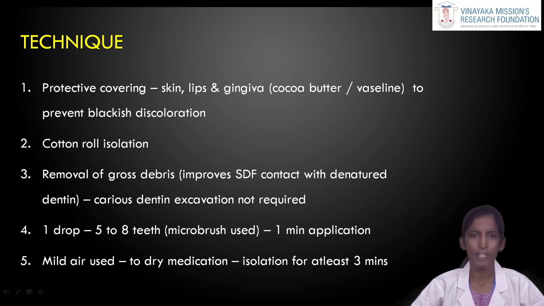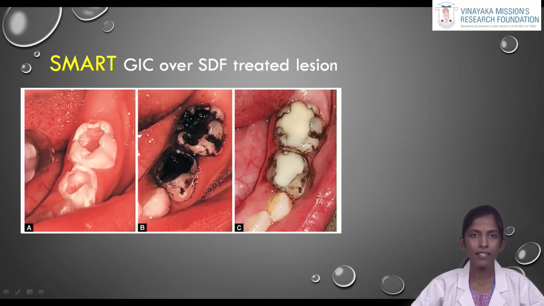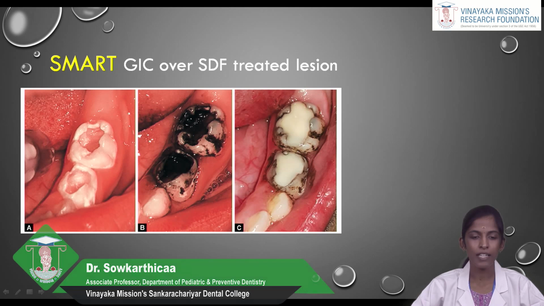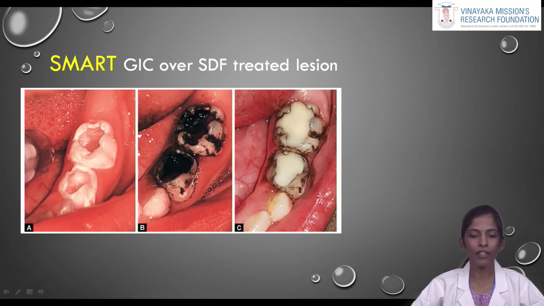Next, one drop of SDF liquid is sufficient for the application of 5 to 8 teeth. For the application, it is advisable to use a micro brush. The application time is about 1 minute, and after application, mild air is used to dry it, and the isolation is to be maintained for at least 3 minutes. Next comes SMART. SMART is silver modified atraumatic restorative treatment, in which GIC is placed over the SDF treated lesion. Image A shows the cavitated area, B shows the application of SDF, and image C shows the application of GIC over SDF.